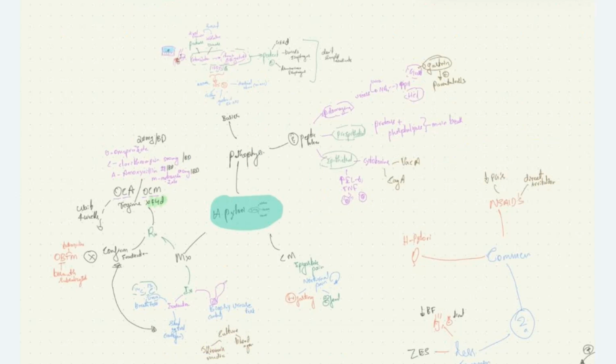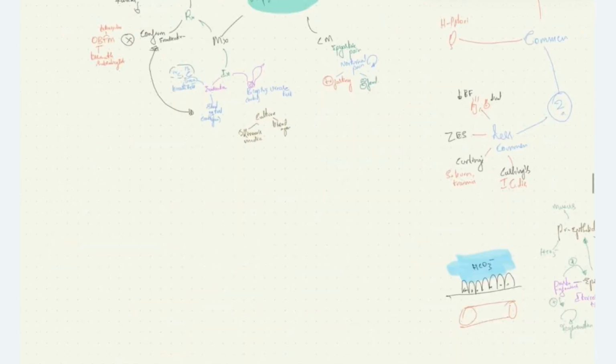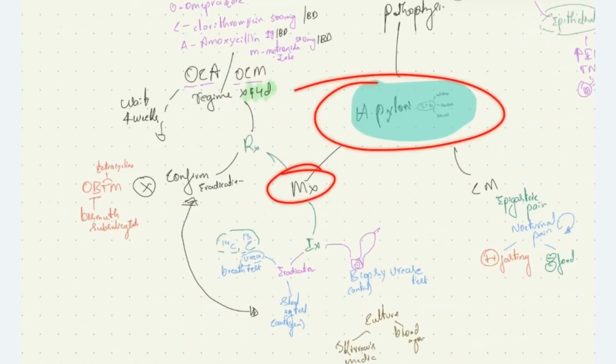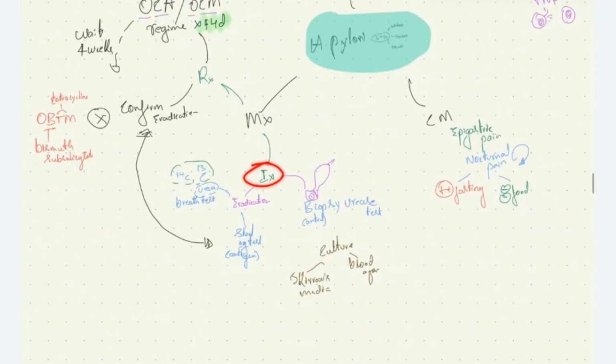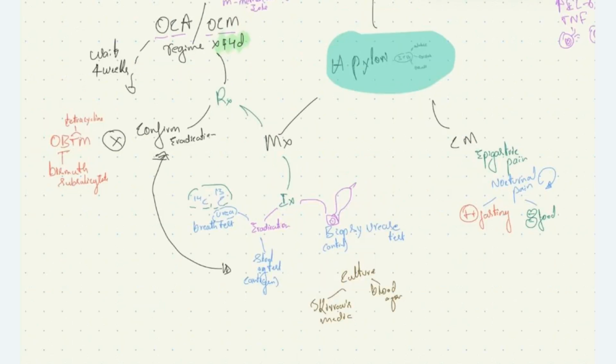Now, how to manage this condition, H. pylori? The investigations we have: biopsy. We do endoscopy, see the lesion, and take a biopsy from the lesion. If we perform a rapid urease test, we can confirm the existence of H. pylori infection. And also, we can do culture using Skirrow's media or blood agar. The eradication of H. pylori is confirmed by urea breath test or stool antigen test.